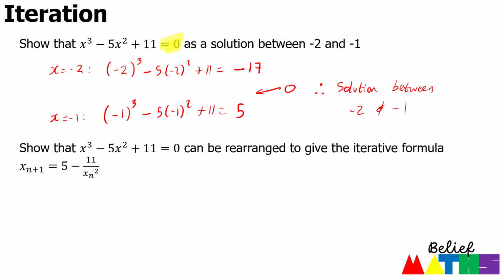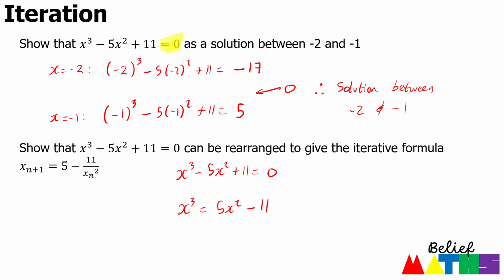Now the second one asks you to rearrange to get your iterative formula. Now usually when you get something like this, what you're going to have to do first, so I'm just going to write this down here to make it a little bit easier to see. So this is my original equation. What you're going to do is isolate the highest power of x, so in this case the x cubed term. So we get x cubed is equal to 5x squared minus 11.